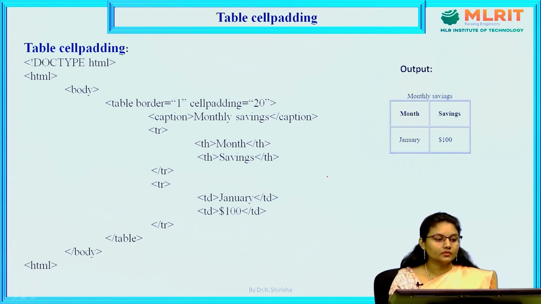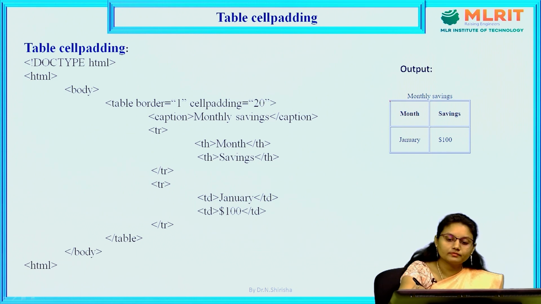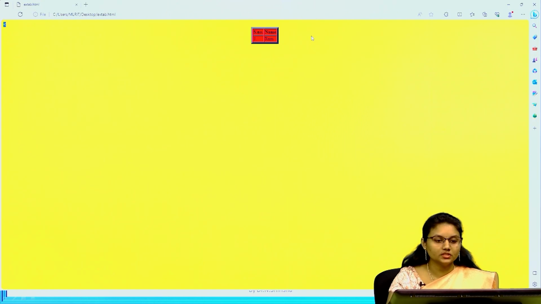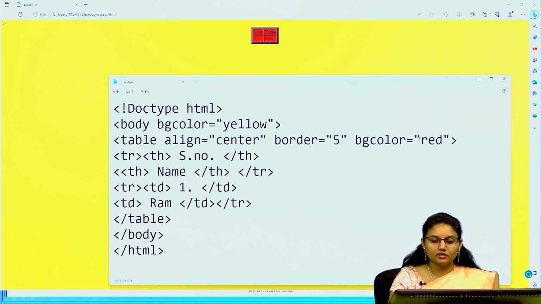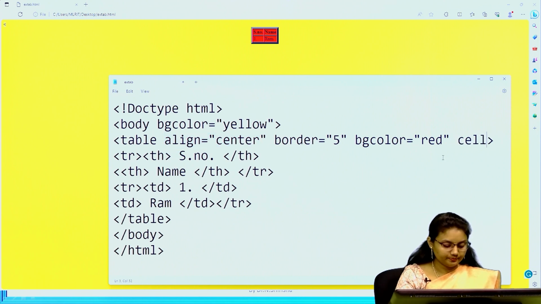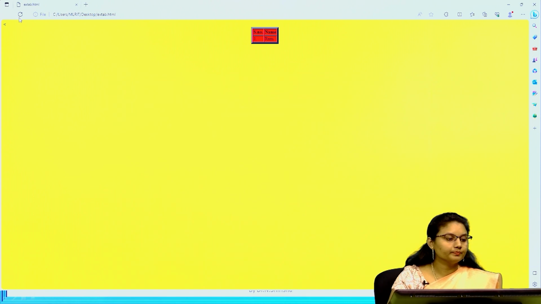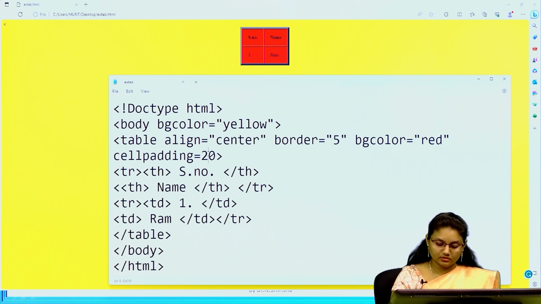Then cell padding. Coming to cell padding, as I told you, padding is nothing but the distance between the actual border of a table and the, so here you have, let me give this. Okay, so already you have seen the output. So this is how you have the distance between the actual table and the cell. So let me give here one more attribute, cellpadding. Cellpadding, let me give it as 20. Let me refresh this. Okay, so the distance is increased. Let me give it a 50.